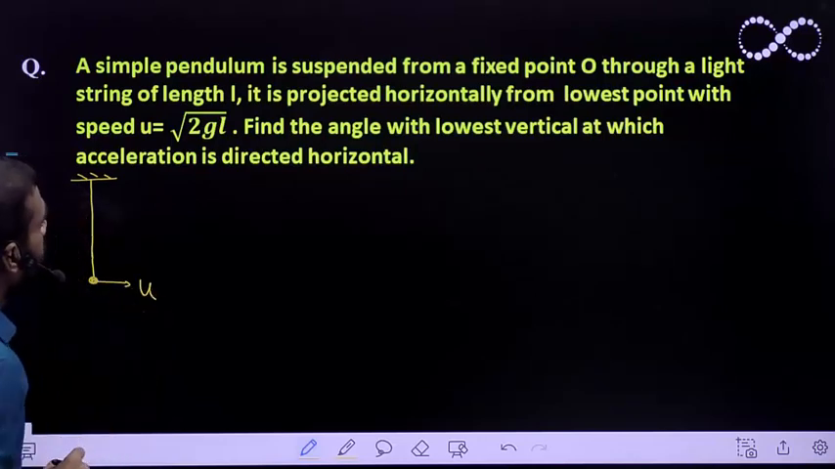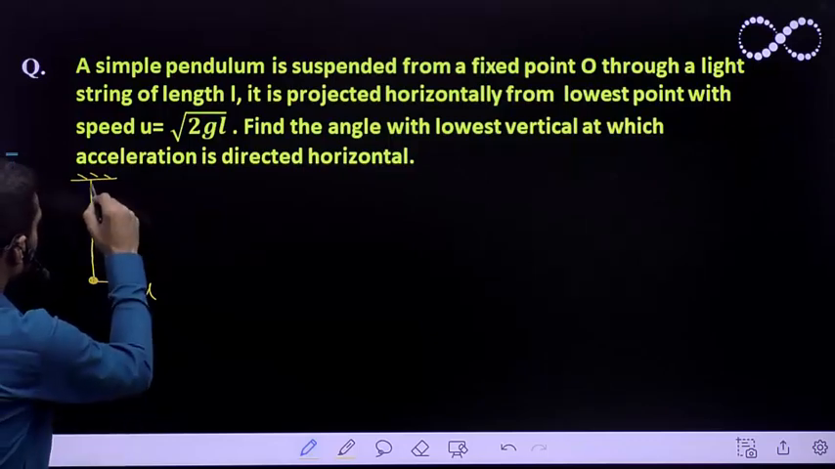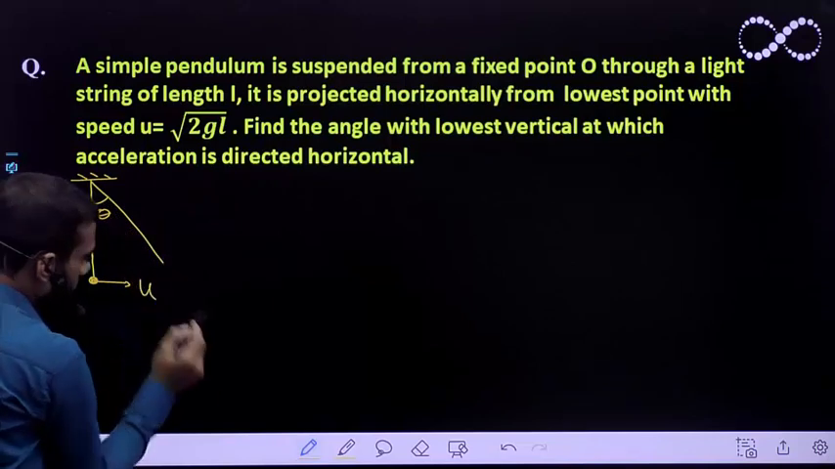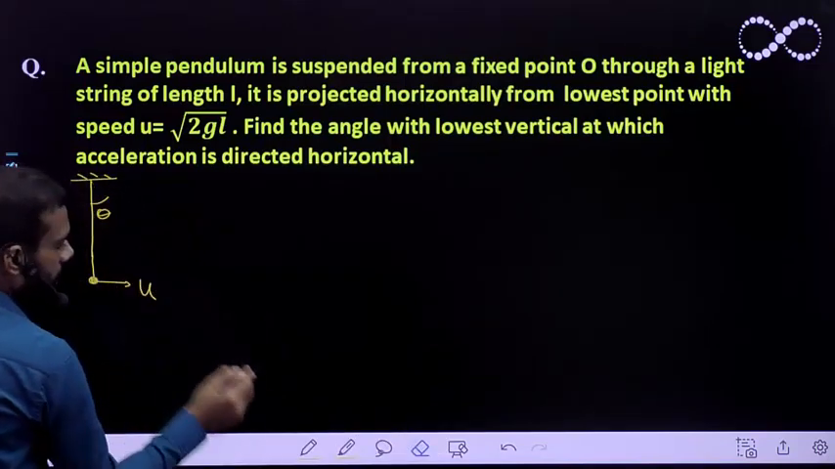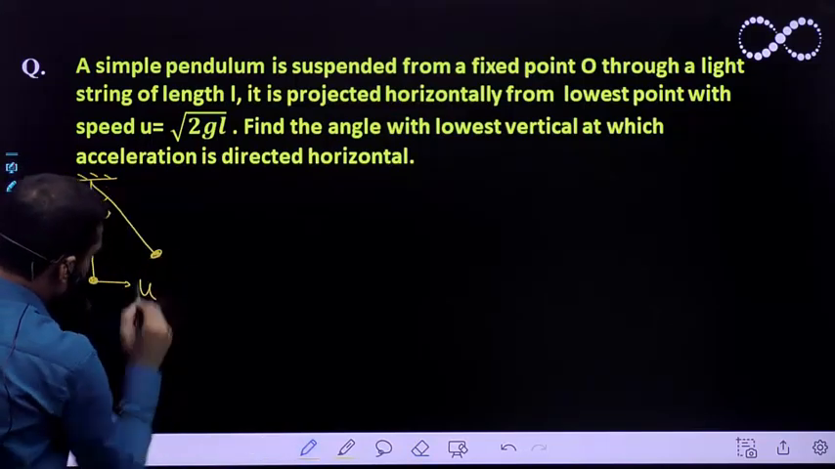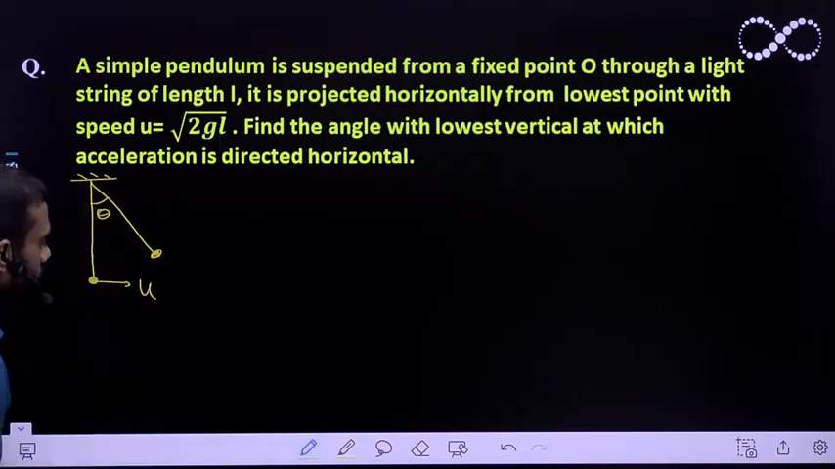Find the angle from the lowest vertical at which the acceleration is directed horizontal. So let us take that angle as theta, the angle at which its acceleration becomes horizontal. Here the total acceleration is horizontal, and all I need to find is this theta.